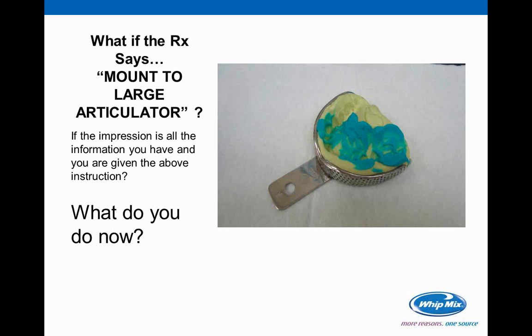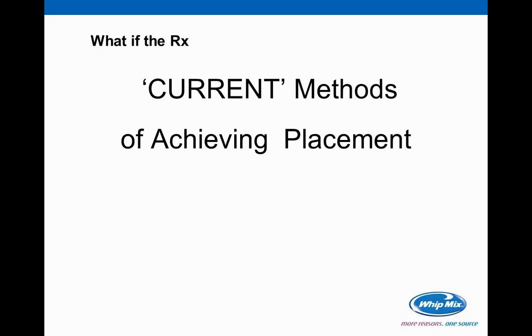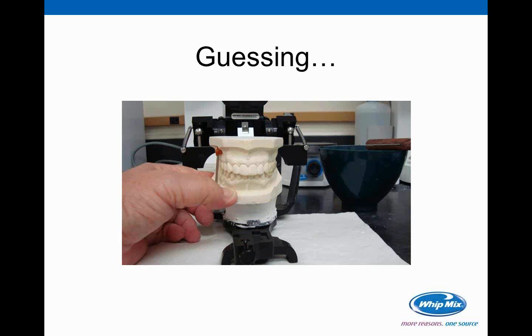Now, there's an advantage. We've talked about some of the advantages, especially in terms of the anterior envelope of function when we mount to a large frame articulator, and that's a good thing, but we still don't have a lot of information. So what do we do? How do you deal with that situation? Well, there are some current methods of achieving placement in the articulator, and let's talk about those for just a minute. The first one is guessing.